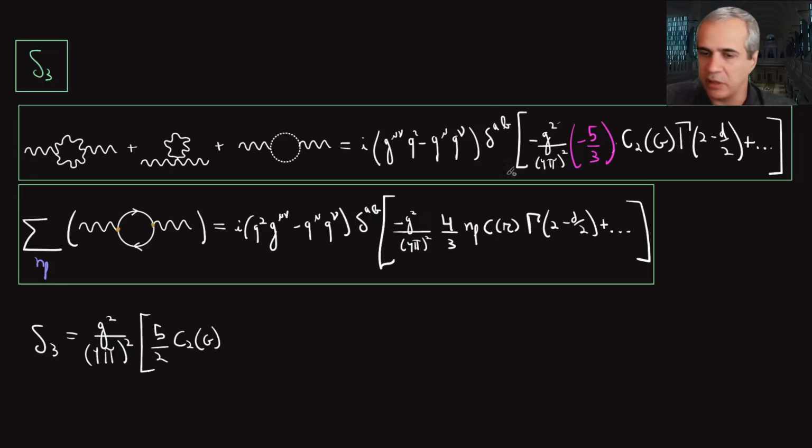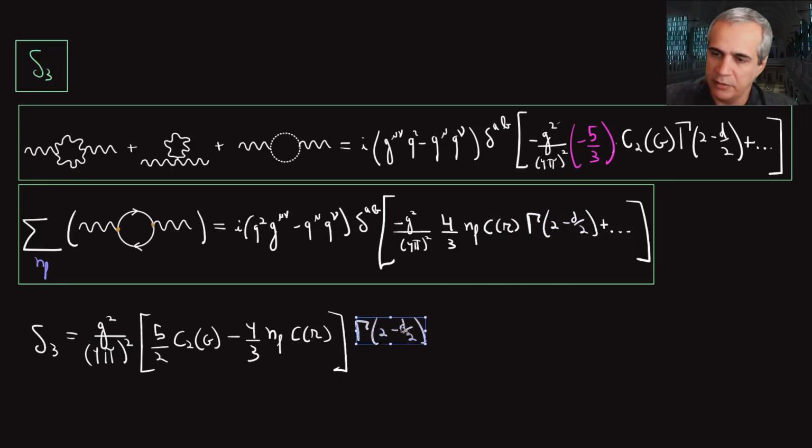We can always generalize if we want, right? And this is 4/3, right? This piece here, there's a minus, so 4/3 of the number of fermions times this constant for the representation. And then you have the divergent part, right? This will provide the divergence.